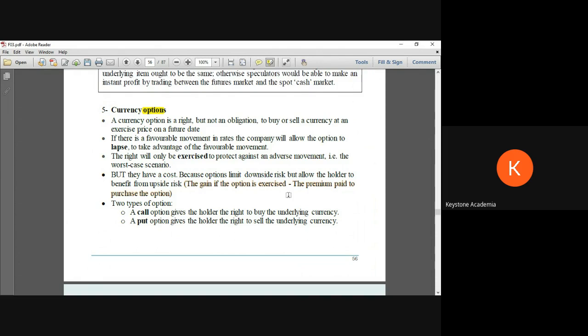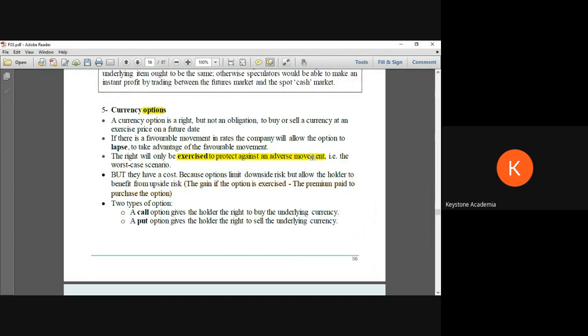If we talk about Farah's example, in that situation, the UK pound went down too much. So 1.5 USD it was, right? It came to 1.1. That time they would have exercised the right to protect against the adverse movement. But imagine it would have gone another way. Then definitely they would not have exercised it. Instead of 1.5, if it would have become 2, they would be very happy because they'll get more cash inflow.